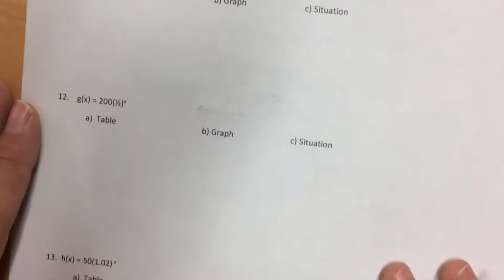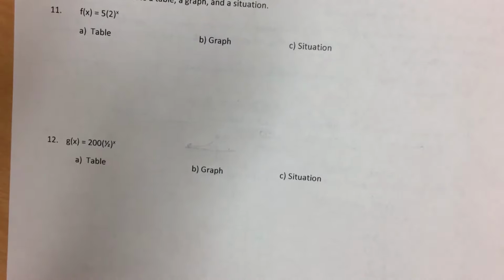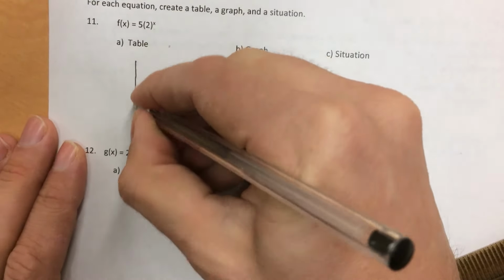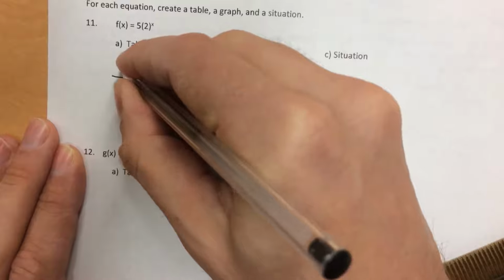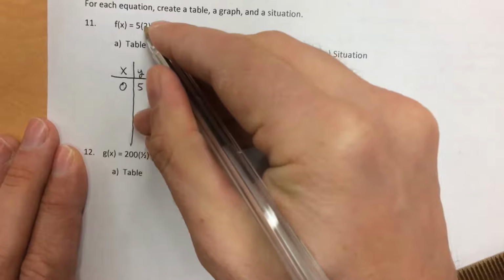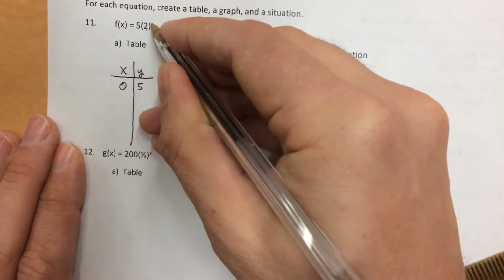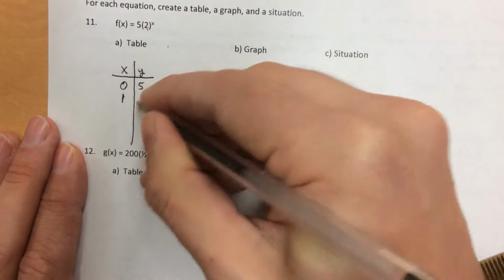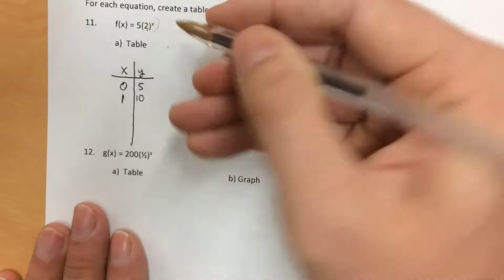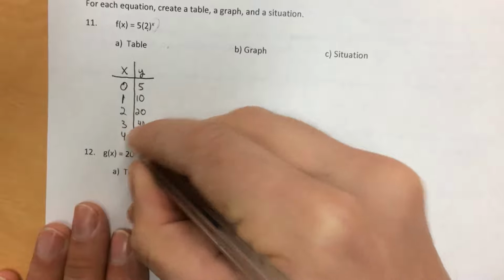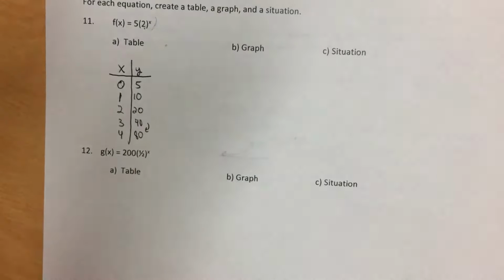On the back, we are supposed to create a table, a graph, and a situation. I will choose number 11 to do. X, y. When x is 0, y is 5, because that's the y-intercept, or you could just plug in. 2 to the 0 is 1. 5 times 1 is 5. When x is 1, 2 to the 1 is 2. 2 times 5 is 10. Or I could just recognize that this has a constant multiplier, and every time x goes up by 1, I'm multiplying by 2. That's a little bit faster.